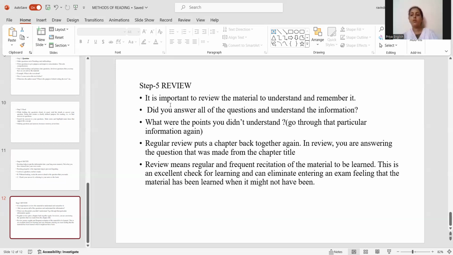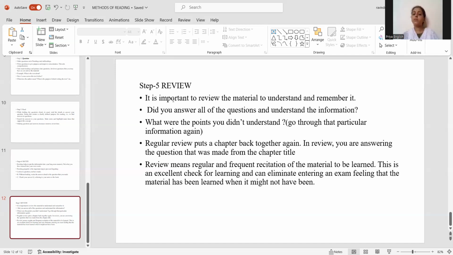Again, you will go to that particular topic so that you can go through that particular text one more time and try to understand it. If you have any doubts, you can get them clarified, and check whether you have answered all of the questions, whether you have understood the information or not. What were the points you really did not understand, and you need to go back to the text again to understand that topic? Go through that particular information again so you can get a thorough understanding of that particular text, or that particular point.